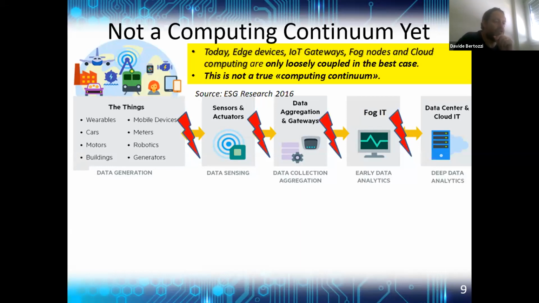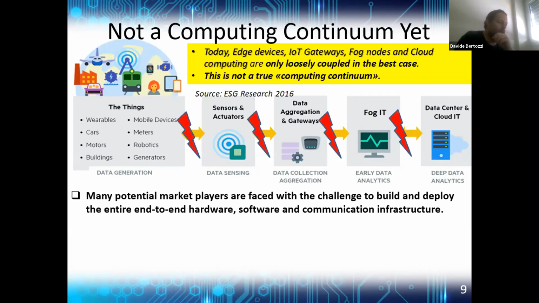There are boundaries, there are hardware gaps, there are software gaps, there are boundaries between these systems. Why? Well, many potential market players today are still faced with the challenge of building and deploying the entire end-to-end software, hardware, and communication infrastructure to deliver smart services. This is a barrier to entry, the cost of setting up the end-to-end service.